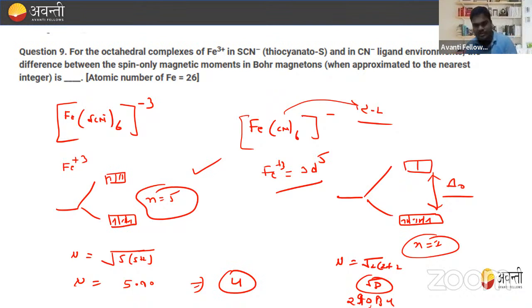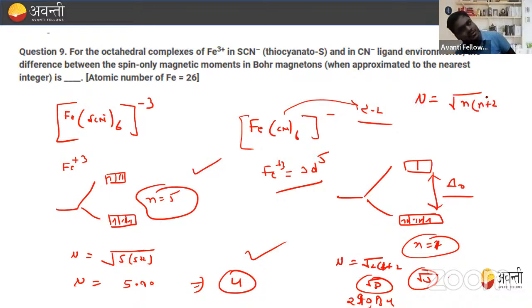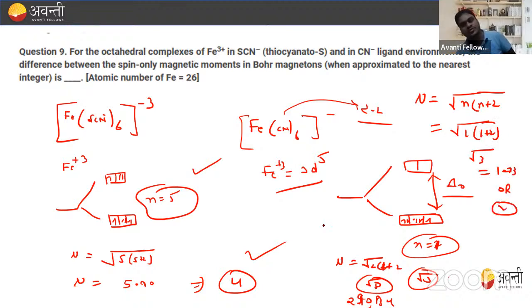So this is how we can write it. Here there is only one unpaired electron. So this is n(n+2), 1 times (1 plus 2), that is root 3. So root 3 is nothing but 1.73, or assumed to be 2. So how will you calculate the magnetic moment? It will be root of n(n+2), where n is only 1, so it is 1 times 3, that is 3. So if you subtract 6 minus 2, we get 4.